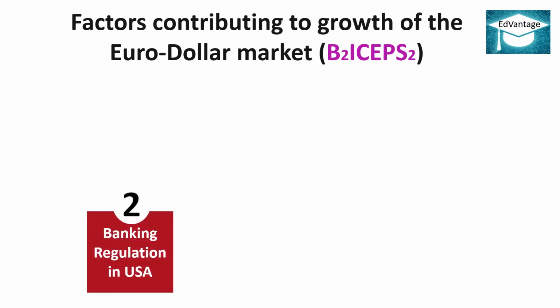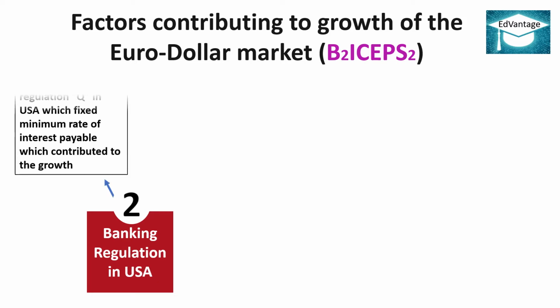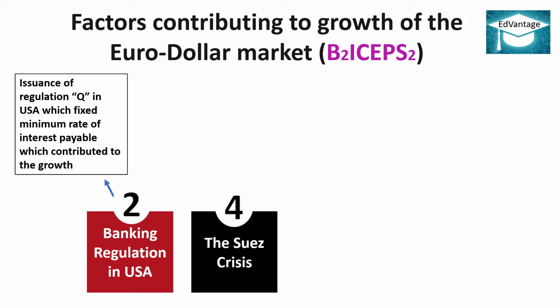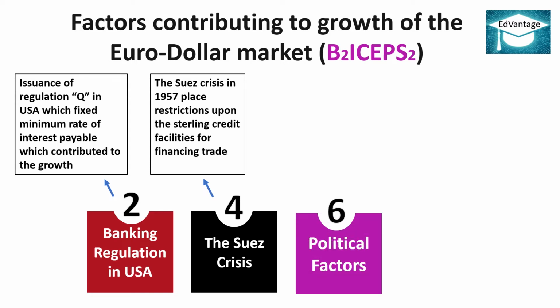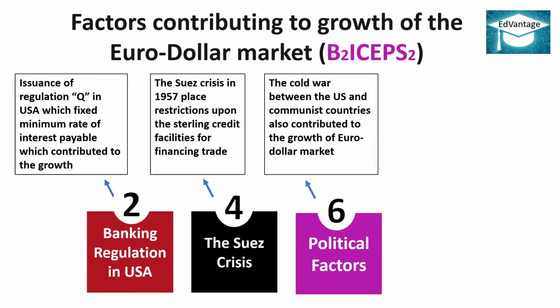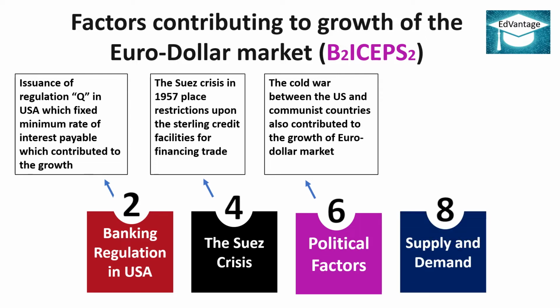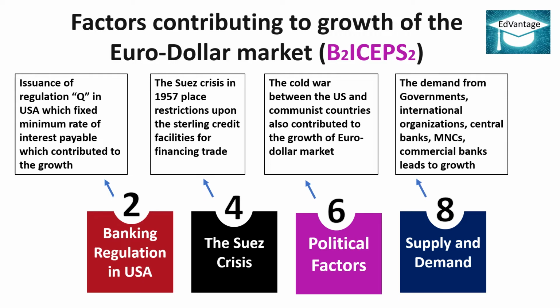Banking regulation in USA. Issuance of Regulation Q in USA, which fixed minimum rate of interest payable, which contributed to the growth. The Suez Crisis. The Suez Crisis in 1957 placed restrictions upon the sterling credit facilities for financing trade. Political factors. The Cold War between the US and communist countries also contributed to the growth of euro-dollar market. Supply and demand. The demand from governments, international organizations, central banks, MNCs, commercial banks leads to growth.